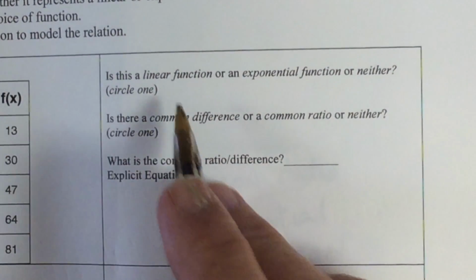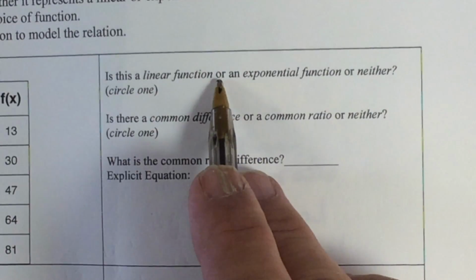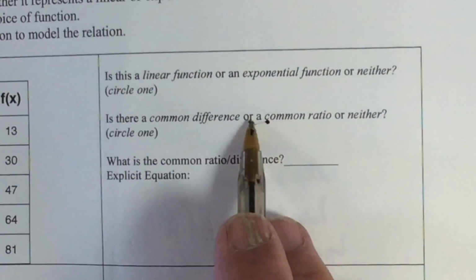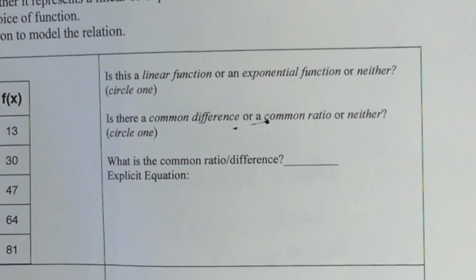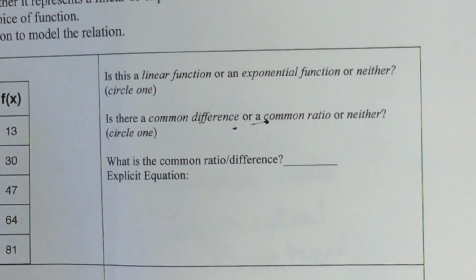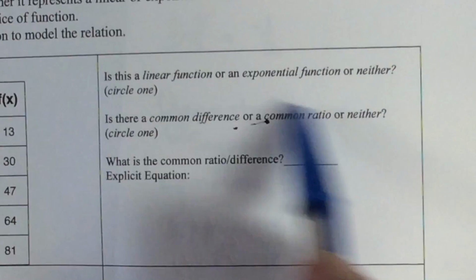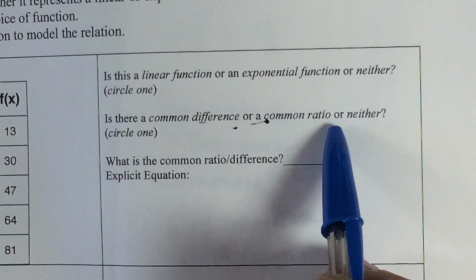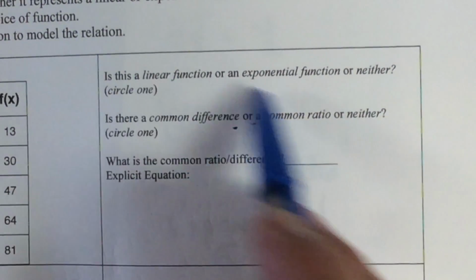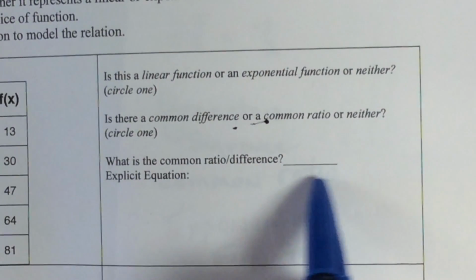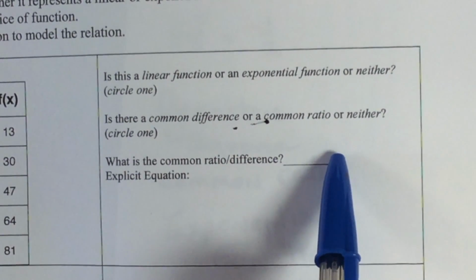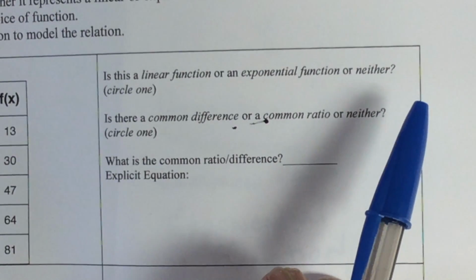Whatever the question is, if it's a linear function, it has to have a common difference. That's the definition of an arithmetic sequence, which is what a linear function is. So if you circled linear function and common ratio, or worse, circled linear function, common ratio, and then crossed off ratio here to put the common difference, it's clear to me you don't really know.